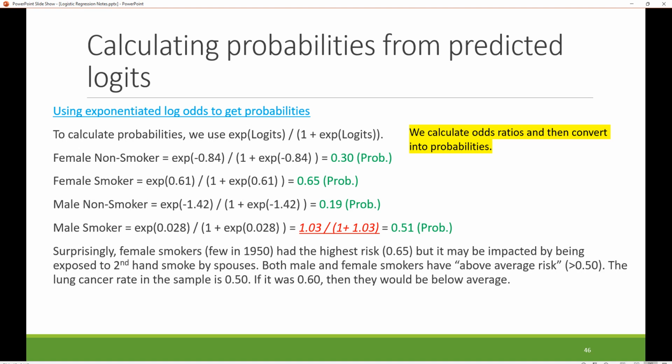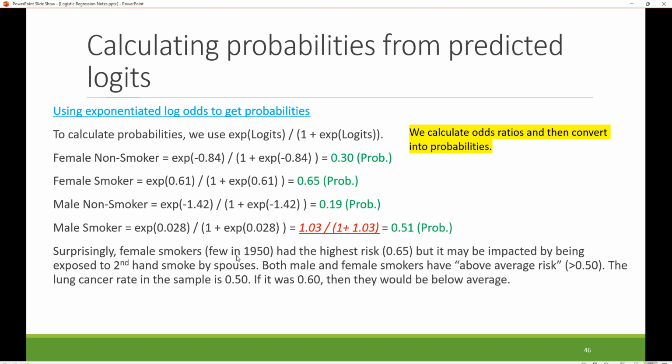So this is how we use exponentiated log odds to get probabilities. We calculate odds ratios and then convert those into probabilities. So we see that we're calculating probabilities from predicted logits. And so this is just that process that we go through. This male smoker value, for example, it's 1.03 divided by 1 plus 1.03, and that's the formula that we use to get our probability of 0.51.